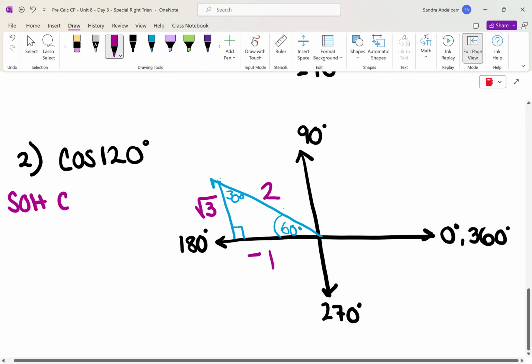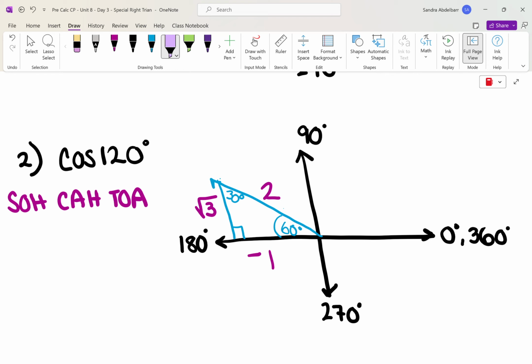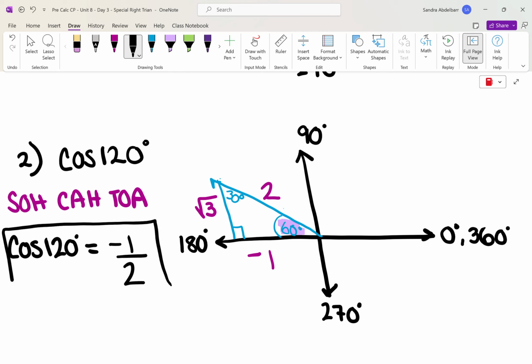So now I'm going back to SOHCAHTOA. Everything's going to be in reference to our 60-degree angle. And for cosine, we're going to have our adjacent, which is -1, over our hypotenuse, which is 2.